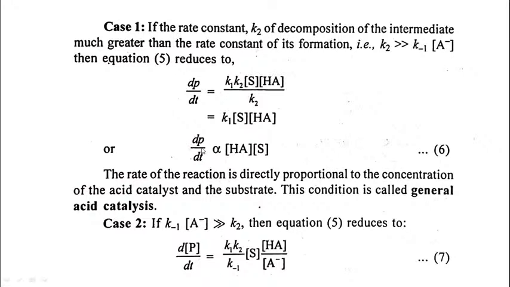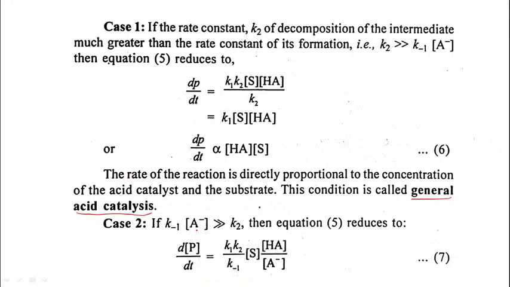The rate of formation of the product depends upon the concentration of the acid catalyst as well as the reactant. This condition is called general acid catalysis. It is called general acid catalysis because the general acid HA is involved there. Okay, general acid catalysis. Now let us apply the second case.